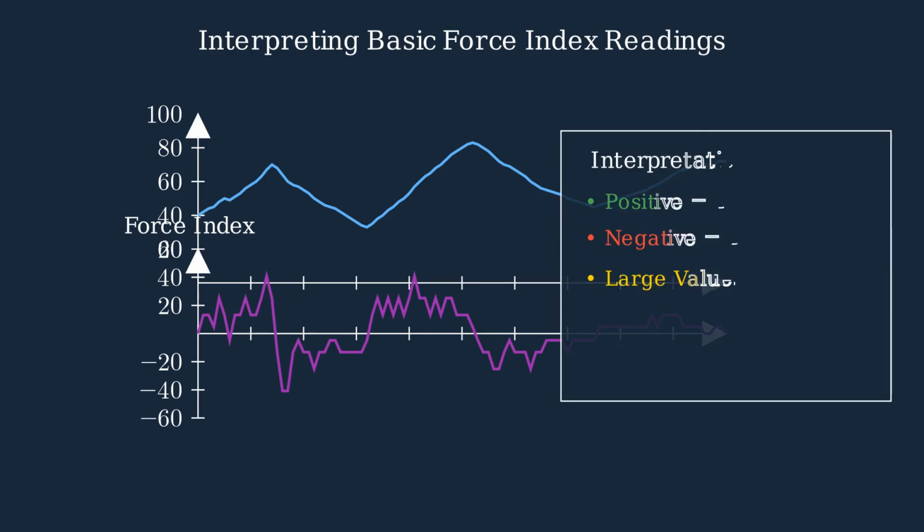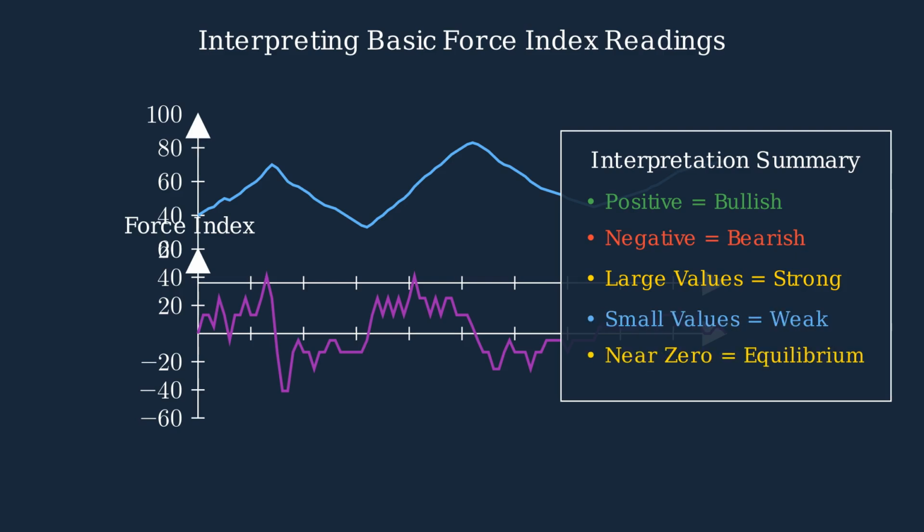To summarize, the Force Index helps us interpret market conditions. Positive values signal bullish pressure, negative values indicate bearish pressure, and the magnitude tells us about strength. Small values reflect weak momentum, while readings near zero suggest market equilibrium where neither buyers nor sellers are in control.